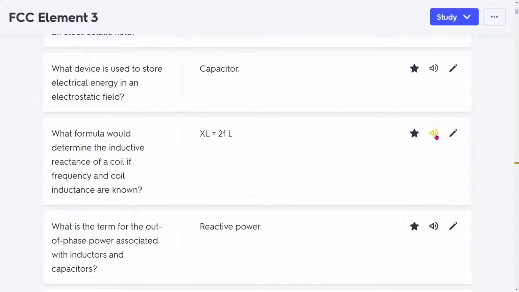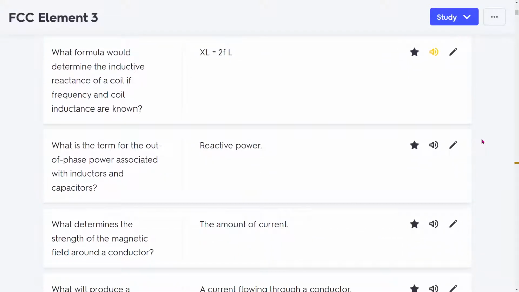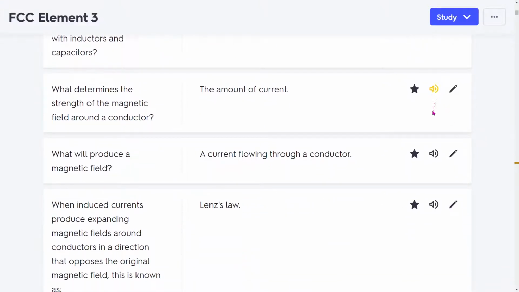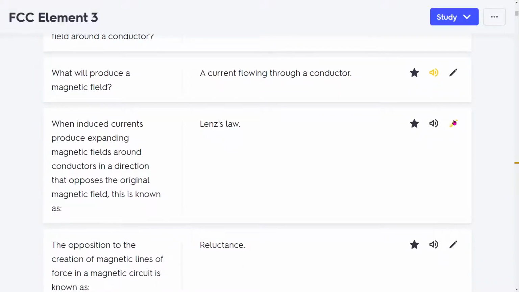Capacitor. What formula would determine the inductive reactance of a coil if frequency and coil inductance are known? XL equals 2πFL. What is the term for the out-of-phase power associated with inductors and capacitors? Reactive power. What determines the strength of the magnetic field around a conductor? The amount of current. What will produce a magnetic field? A current flowing through a conductor.